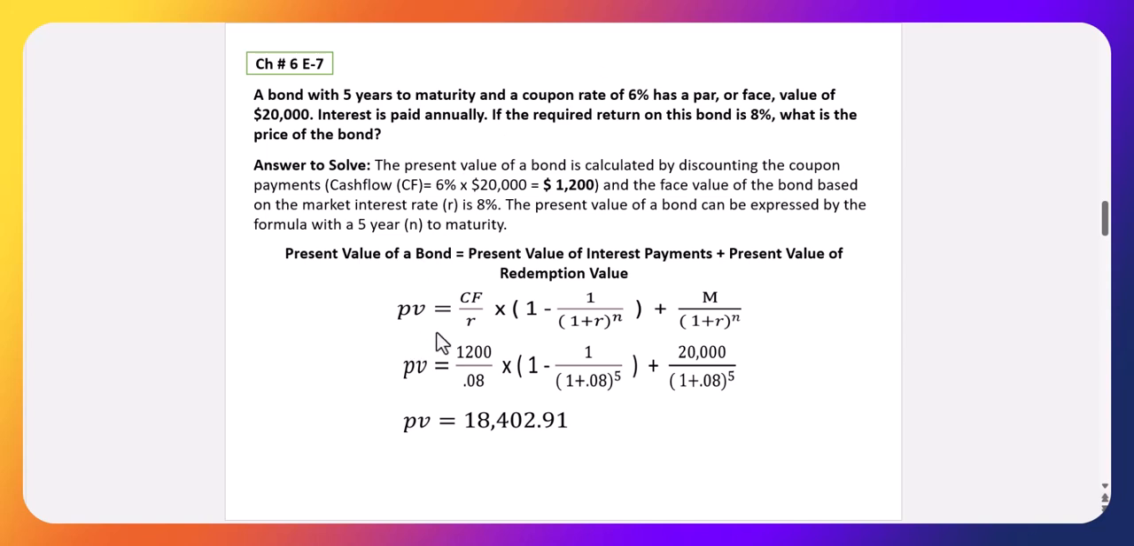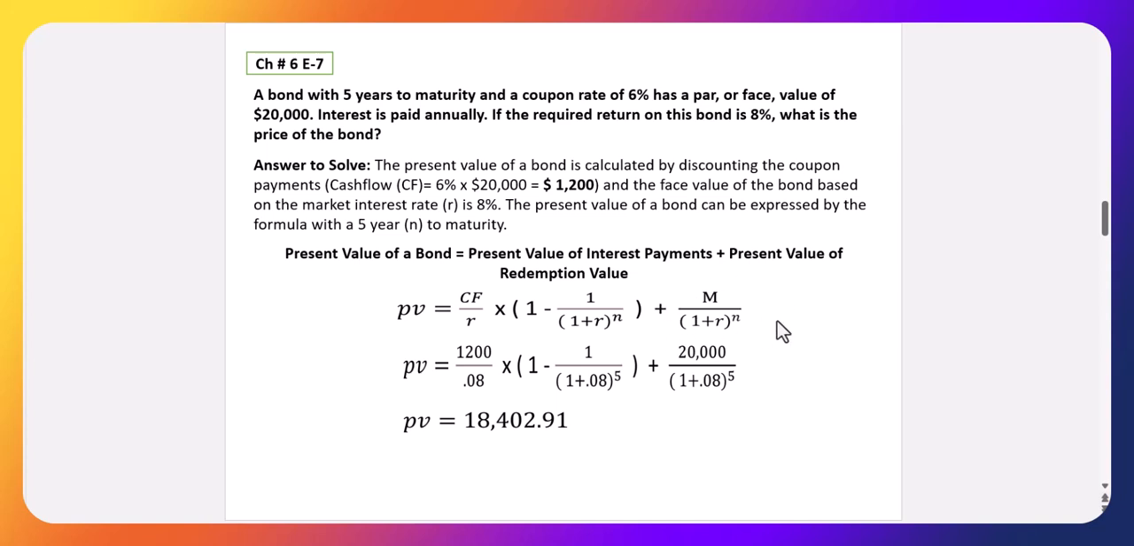To find the present value of the bonds, we take first the present value of the stream of interest payments, which is this formula right in here. Our cash flow, we know, is $1,200. Our required rate of return is 8%. And we multiply that by 1 minus 1 over 1 plus the market or required rate of return to the number of years of maturity, which is 5.